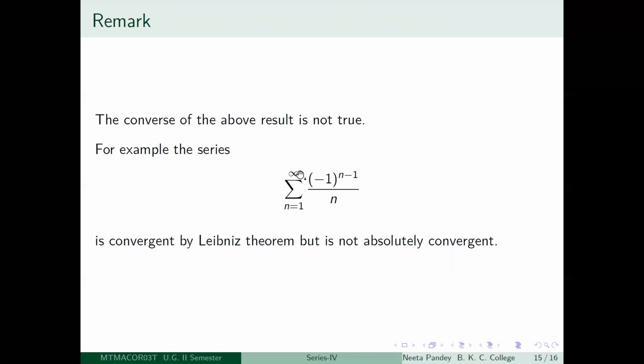But if you put a modulus here, then what do you get? You get the harmonic series, summation n equal to 1 to infinity 1 by n. And that series is not convergent. We have seen it, right? So this particular series is an example of a conditionally convergent series, which is not absolutely convergent.